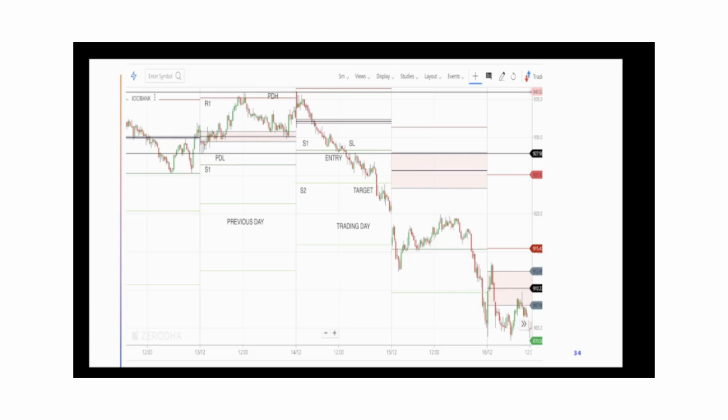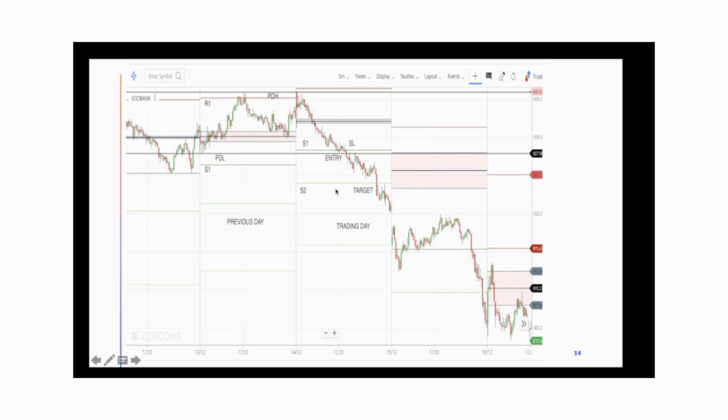Now I'll just show you some of the back testing. Here you can see your entry point triggered when the previous day low was broken. Your stop loss was just above S1. Your target was successfully achieved, and I think it was more than 1 is to 5 risk reward ratio which you achieved this day. There was not much volatility or movement involved in the previous day.